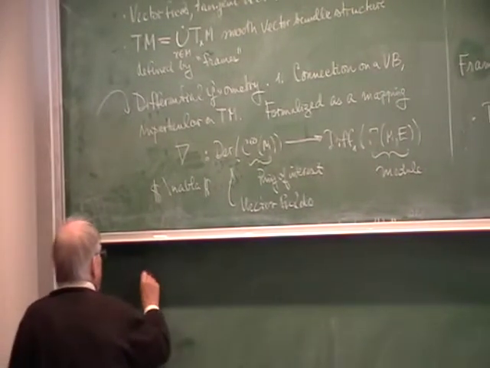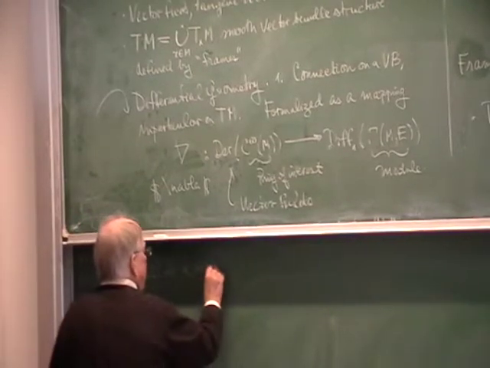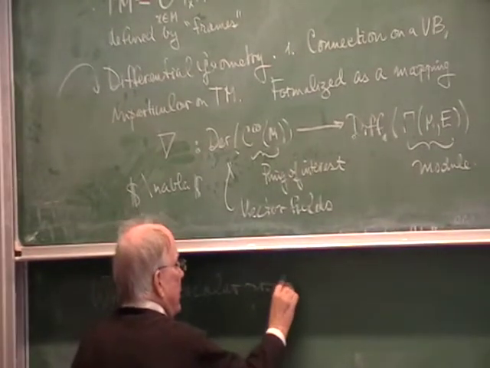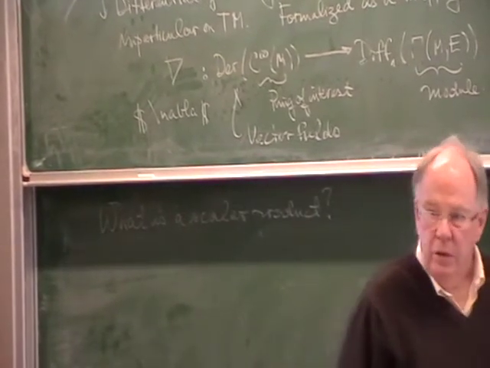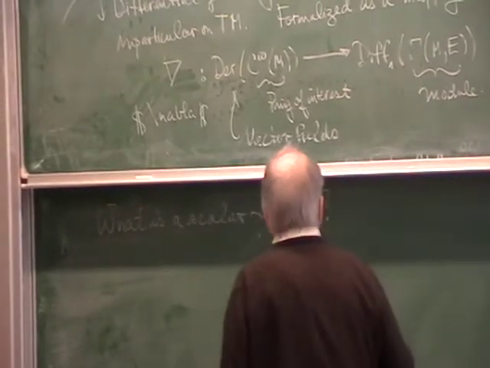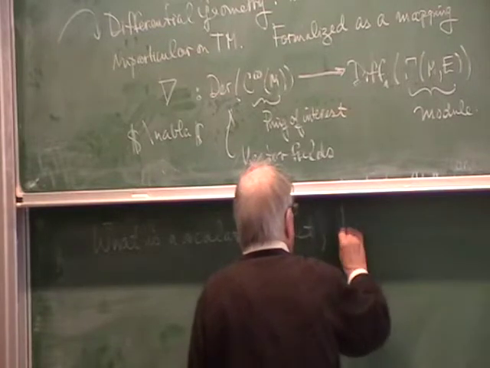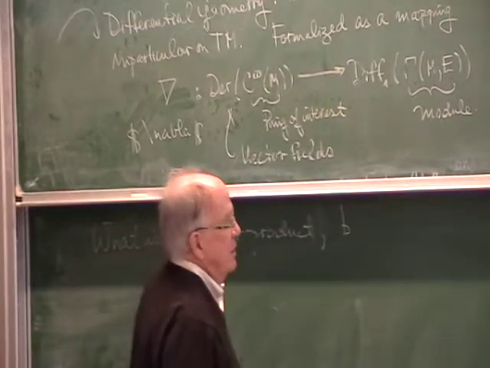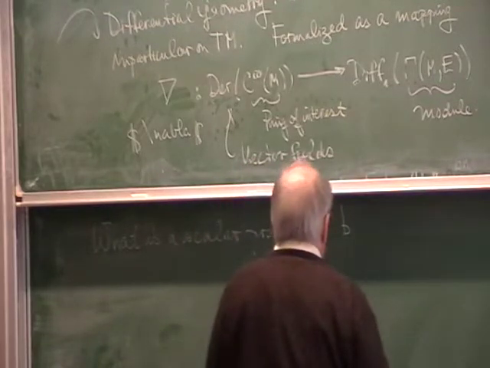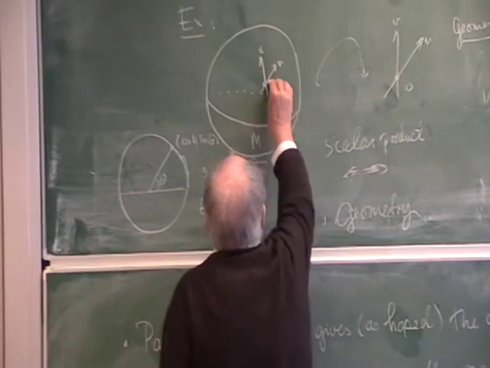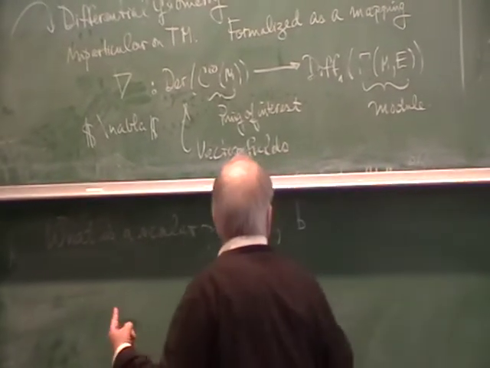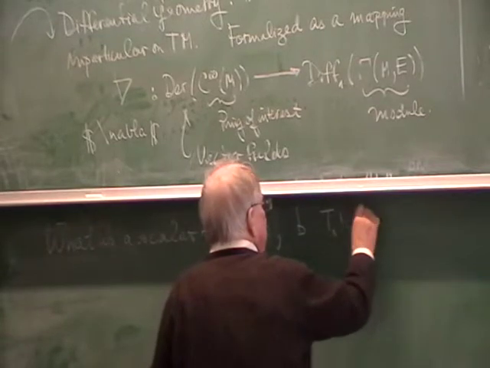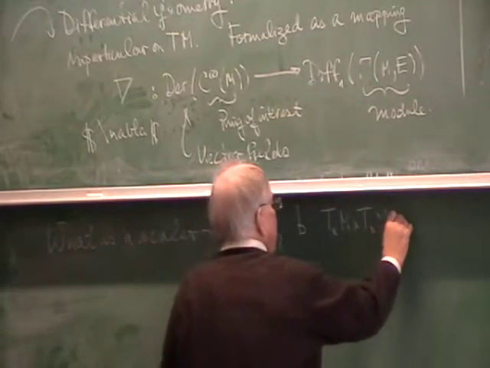So what is a scalar product? That's really the question. What is a scalar product? So let's call it, say, B. Let's be a little bit precise. This is a manifold M, and here's a point X, and the scalar product is defined at that point X. So where should it be defined? On the tangent space of X.